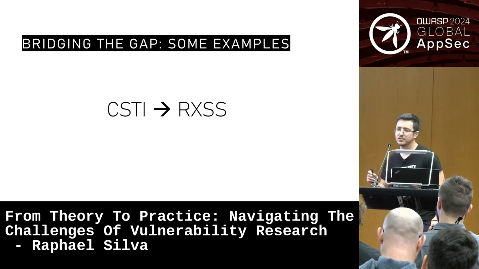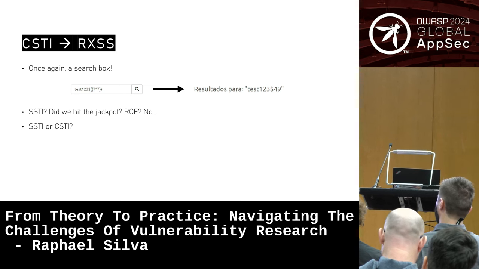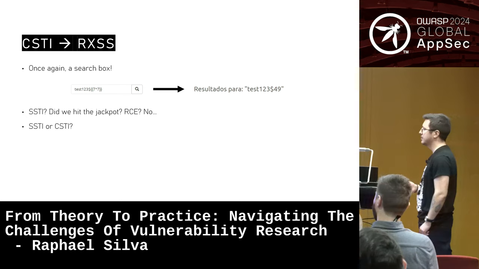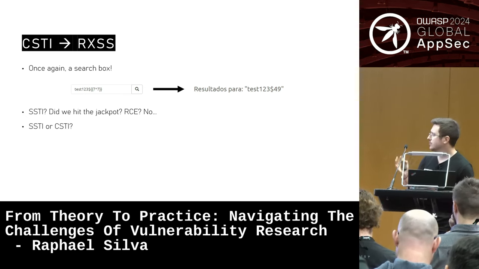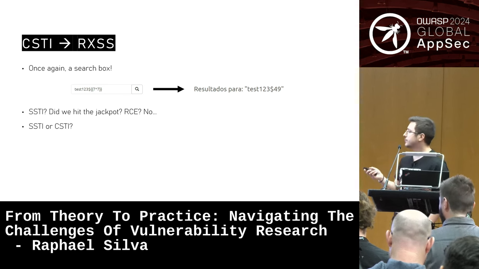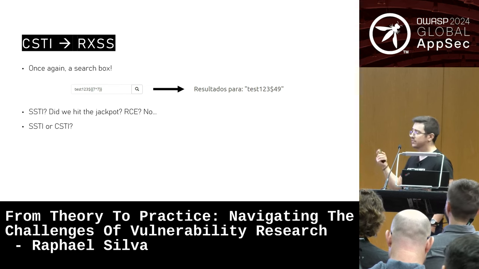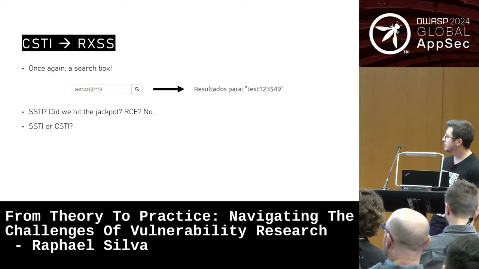Okay, but what about an example a little bit more complex this time? Once again, we start with a search box. I think that's maybe one of the more cliche ways to start web research. But in this case, we didn't have our payload actually just interpreting HTML right away. So actually what we found here was that if we put a template injection payload in there, it actually executed the expression. So in this case, if we try to put, for example, a 7x7, it actually rendered as 49.